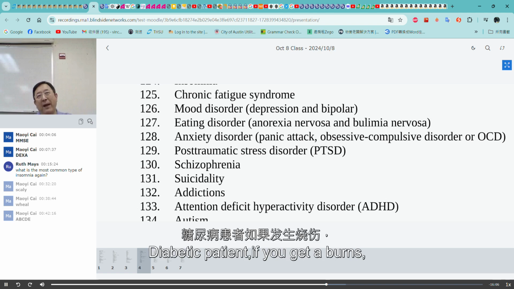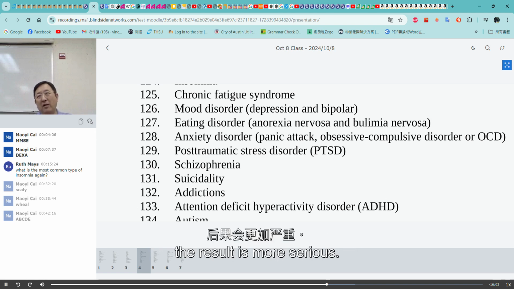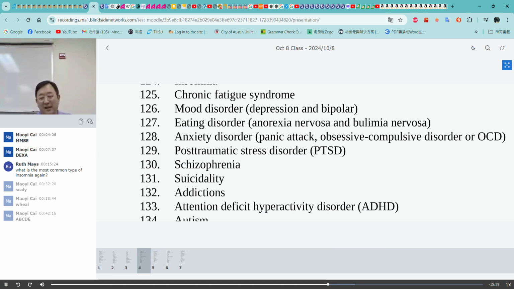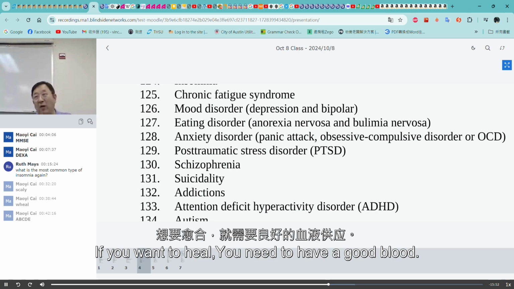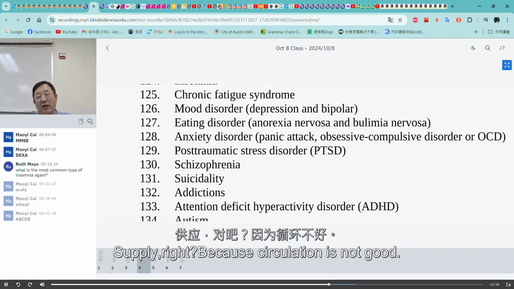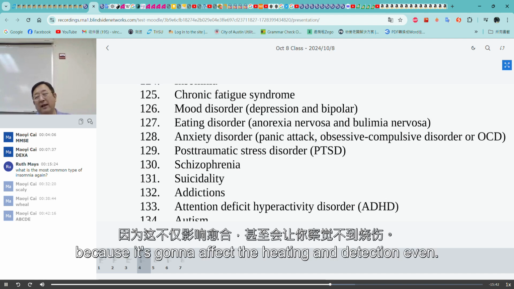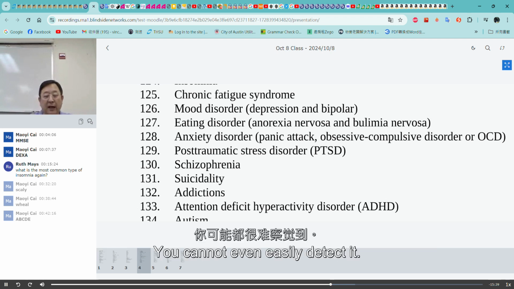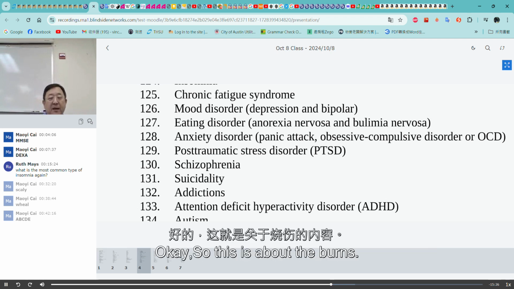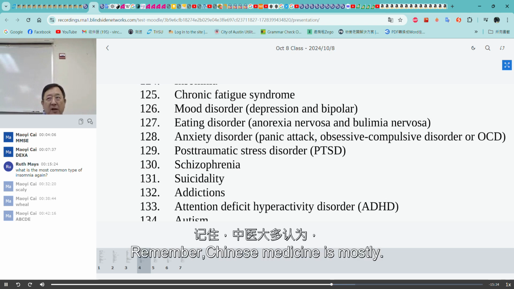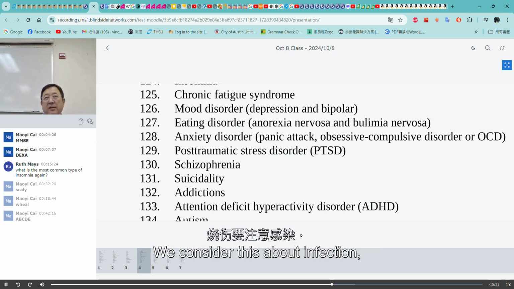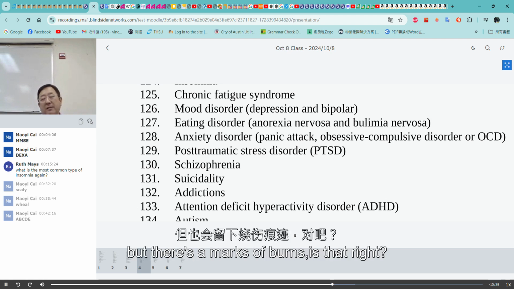And why? In a diabetic patient, if you get a burn, the result is more serious. Why? No neural sense. You burn, you don't even know. And second, poor circulation. If you want to heal, you need a good blood supply, right? And because circulation is not good, neural sensation is not good. So when a diabetic patient gets a burn, it's very serious, because it's going to affect the healing and even the detection. You cannot easily detect it. Okay. So this is about the burns. And remember, Chinese medicine mostly considers infection when there's a moxa burn.